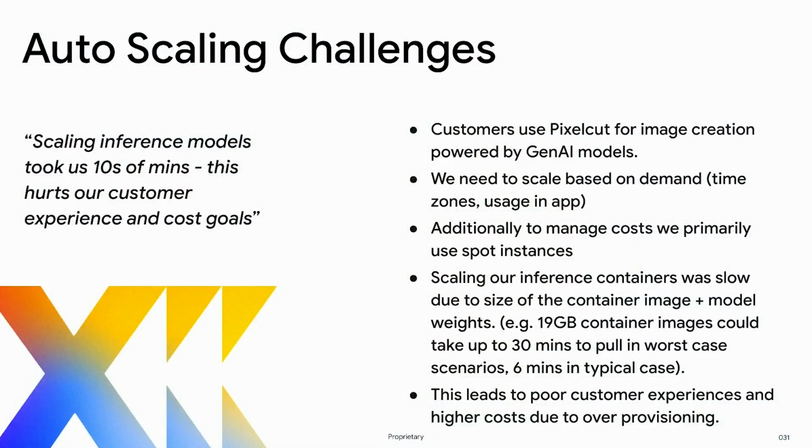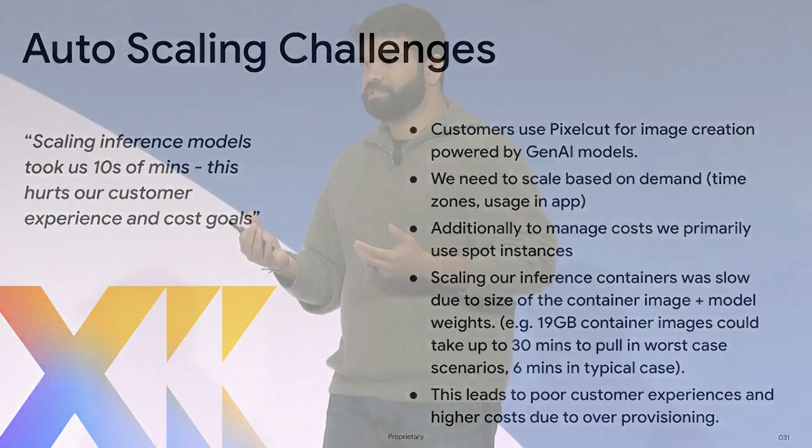So let's talk about one of the challenges when it comes to deploying your ML inferencing on GKE, and that's auto-scaling. As I mentioned, customers use PixelCut to edit their images using our generative AI models, and we need to be able to scale those models up and down responsively according to demand, right? So time of day, burst of traffic, this sort of thing. Additionally, in order to manage costs, we make heavy use of spot instances.